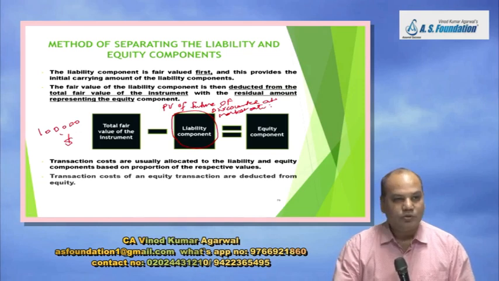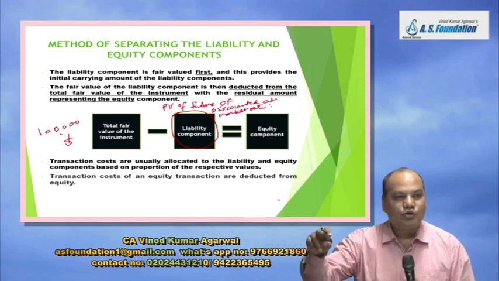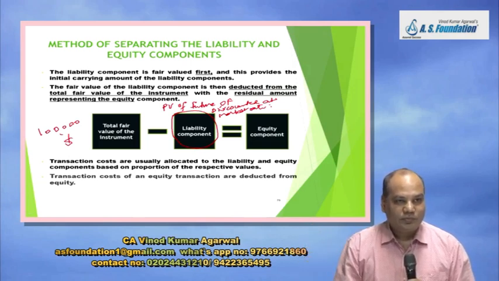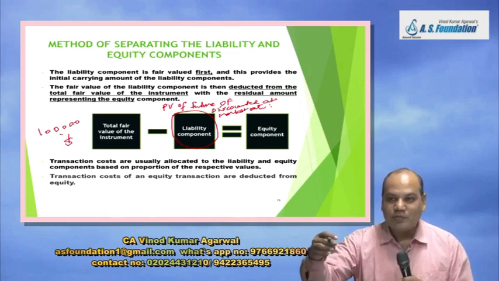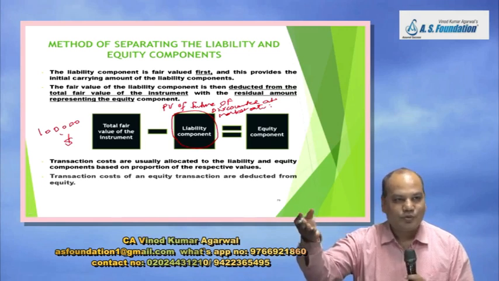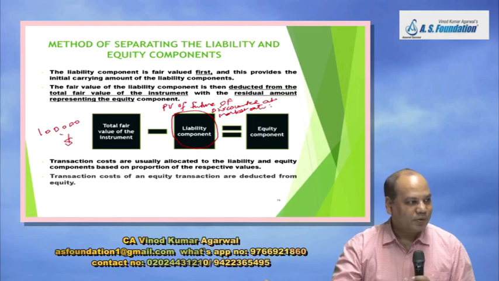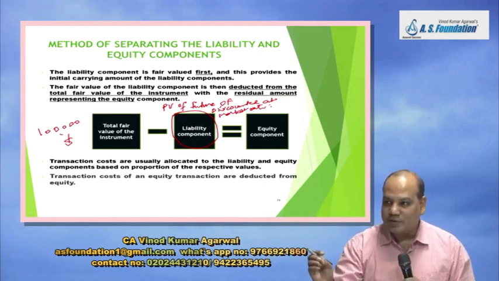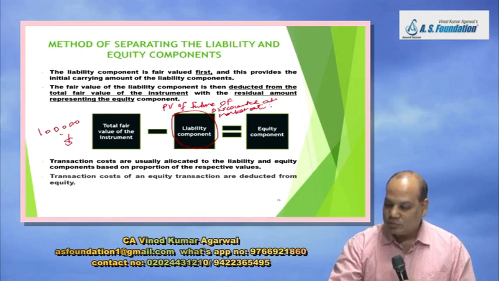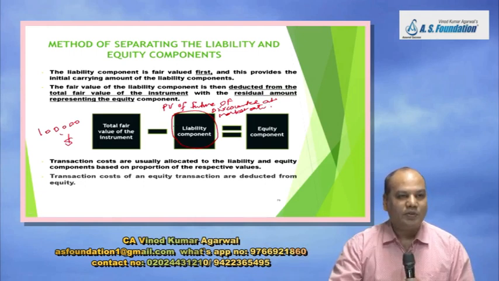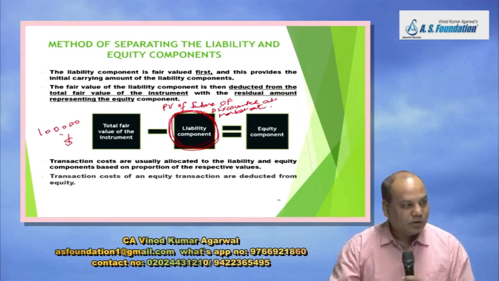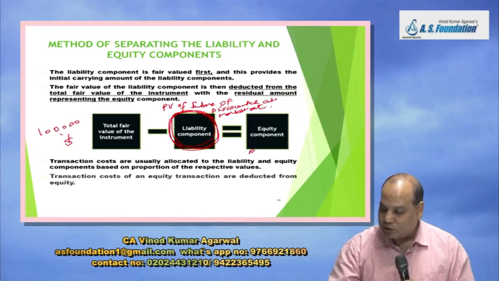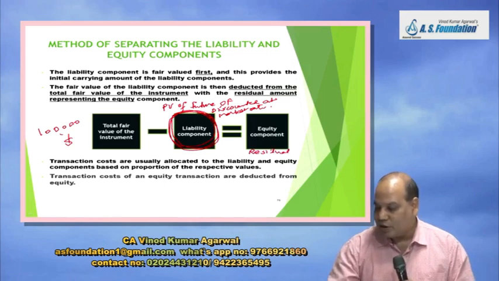Normally in a convertible bond, the coupon rate is much lower than the market rate. Why? Because investors are given one option to convert into equity shares. So he has an advantage. After 5 years, if the market price of the share zooms to 5 times, he'll make 5 times profit. So he has to sacrifice something, and that is the coupon. So the market rate is 10%, the coupon rate may be 5%. I will take 10%. So that will give me the liability component. The residual is the equity component.